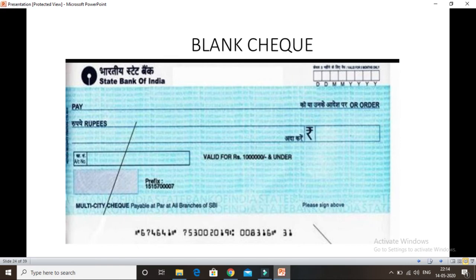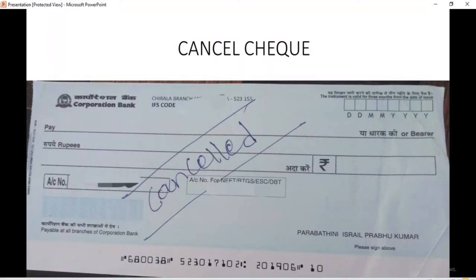Next one is cancelled check. This check is used as proof that you hold an account in the given bank. These may be required at the time of taking a loan, investing in mutual funds, or taking any insurance policy and other purposes. Simply draw two parallel lines across the check and write cancelled in between them. This check is cancelled, so that it is not misused in anything.